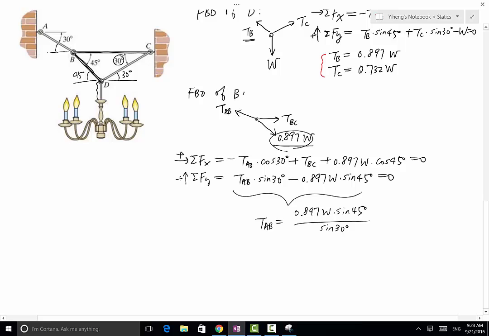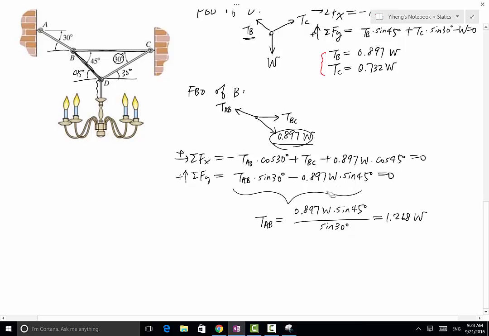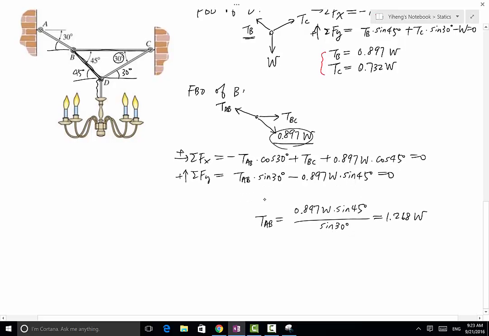So again, TAB is a function of W, 1.268 W. And if I substitute that into the first equation, I can solve for TBC as well, which equals 0.464 W.